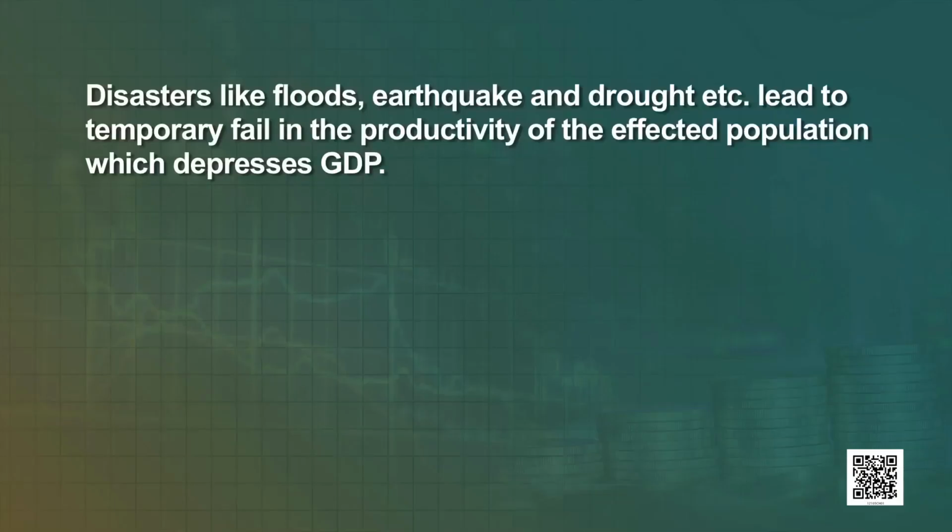Learners, here I want to share with you that GDP can be a misleading indicator of economic progress in some situations. For example, natural disasters tend to enhance GDP. Disasters like floods, earthquakes and drought etc. lead to a temporary fall in the productivity of the affected population, which depresses GDP. But government expenditure for recovering from the disaster enhances GDP to an even greater extent. Such expenditure is for restoration rather than economic progress. Finally, we have noted that it may be incorrect to treat GDP as an index of the welfare of the country. Learners, details about GDP you will study in the next chapter, National Income Accounting.